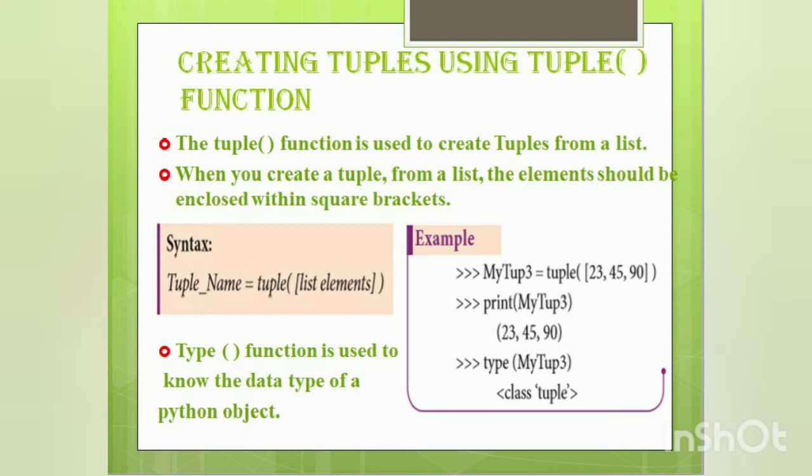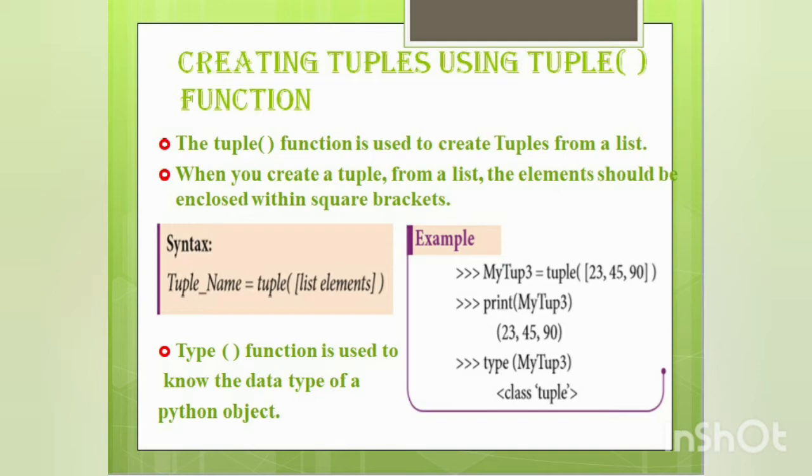Now, you are going to convert this list element into tuple elements by using the tuple function. Okay. Next statement is print of my_tup3. Now, your output is this: 23, 45, 90. Actually, this is in list form. After converting this list into a tuple by using the tuple function, you can see the output within the parenthesis, that is tuple 23, 45, 90.